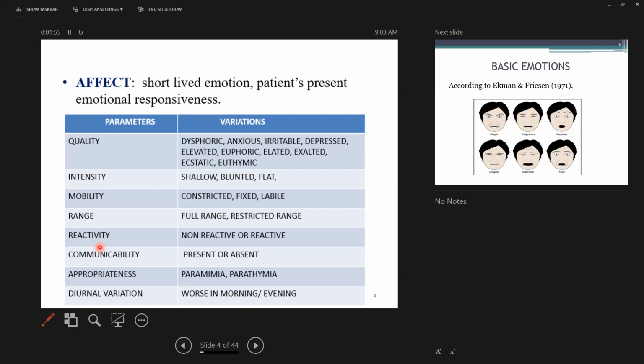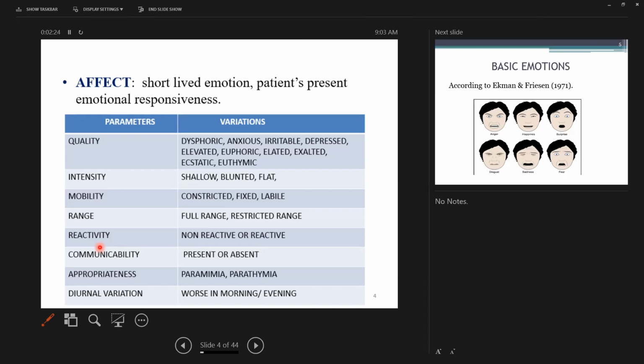Now, the quality of affect can be dysphoric. That is an affect which is characterized by emotional states such as sadness or anxious. Anxious is a very unpleasant feeling in which the patient has a feeling of apprehension that something terrible is going to happen without knowing what. Irritable is a sense of poor control over the aggressive impulses, and it is mainly directed to the near and dear ones, and the patient is very prone to get annoyed easily and provoked.